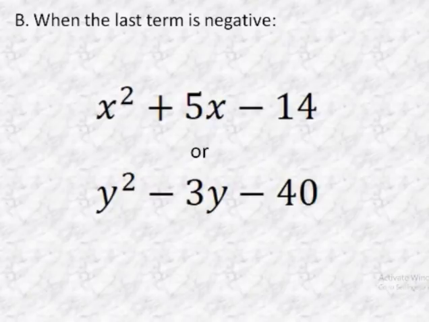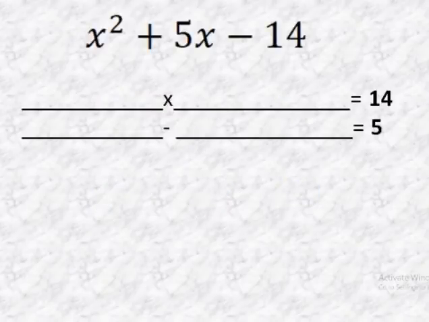Now the second case. Here, if you look, the last term is negative, minus 14 or minus 40. When this is the case, we have to think of 2 numbers whose product is 14, the last term, but whose difference is 5. So when the last term is negative, we have to find the difference for the middle term. So what can be those 2 numbers? 7 and 2.